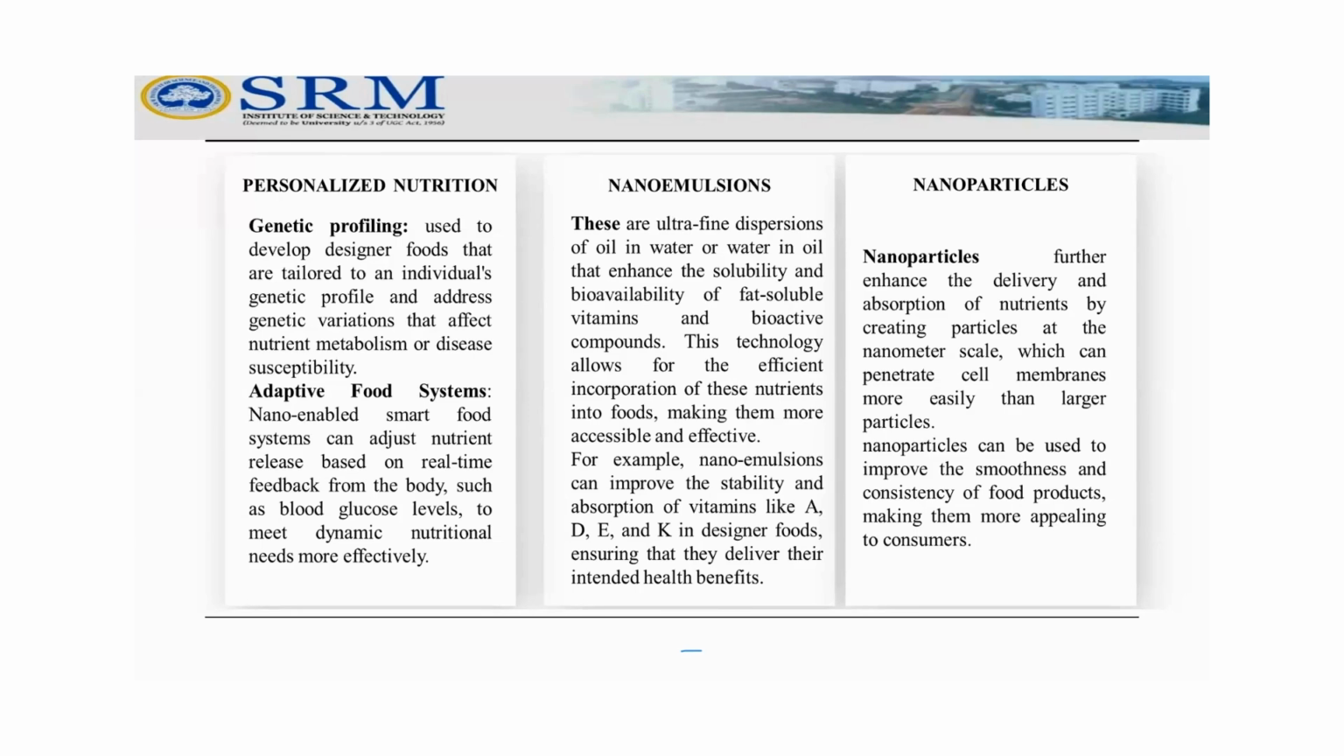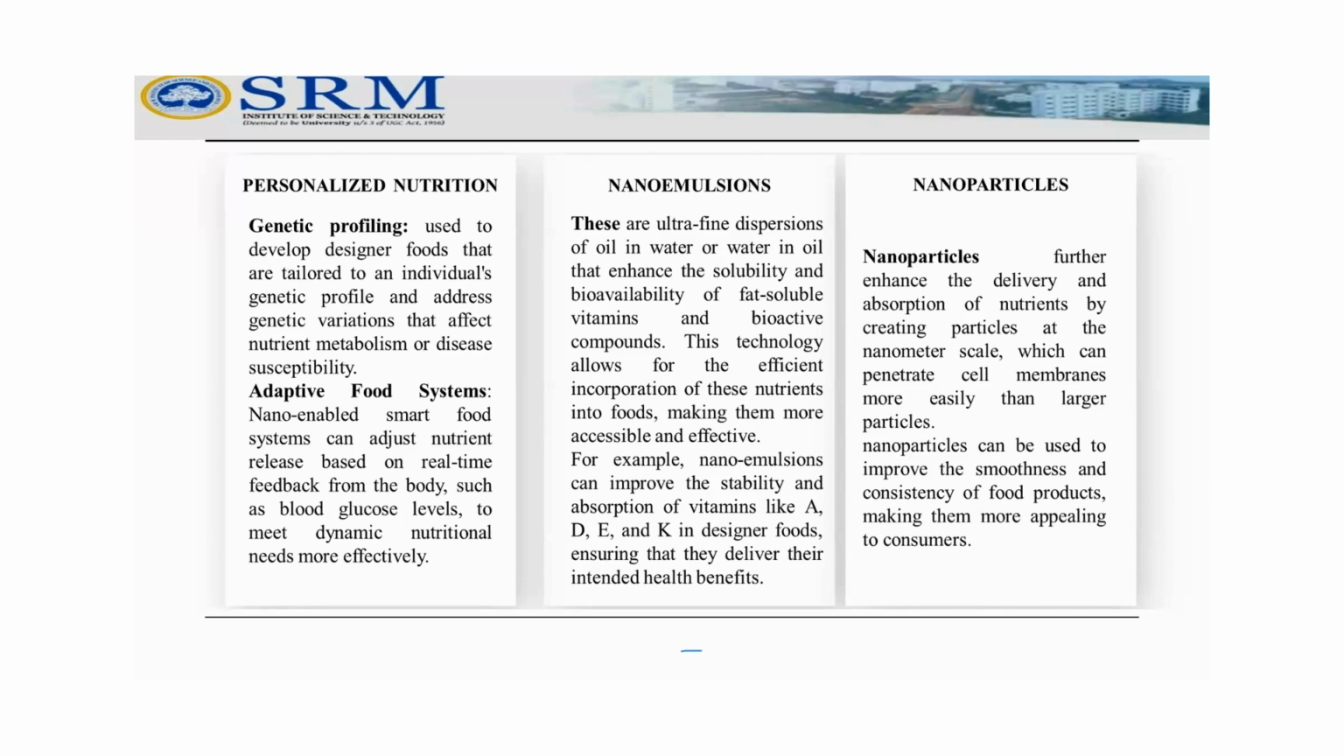Nano emulsions. These are ultra fine dispersions of oil in water or water in oil that enhance the solubility and bioavailability of fat soluble vitamins and bioactive compounds. This technology allows for efficient incorporation of these nutrients into food, making them more accessible and effective. Nano emulsions for vitamins like A, D, E, K in designer food are very predominant.